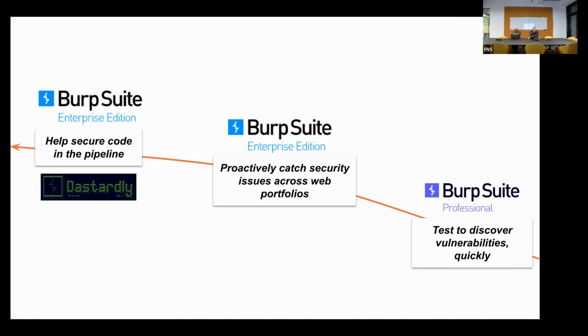Some of you may have seen this logo before, but just to quickly touch on Dastardly. Dastardly is a free, lightweight web application security scanner for your CI/CD pipeline from Burp Suite. It's designed specifically for web devs, and it checks your application for 7 security issues that are likely to be of interest to them during software development.